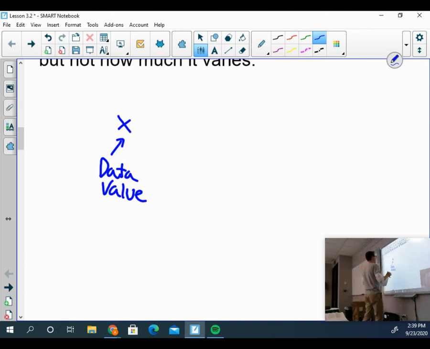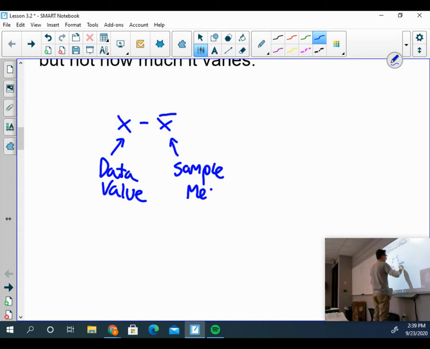Now, why in the formula do we see this X minus X bar? You might be thinking, X bar? Wait, you know that from 3.1. X bar, remember, stands for the sample mean. So why do we do this? Well, if I subtract a data value from the sample mean, it tells me the difference between the two. And this gets at the consistency piece.